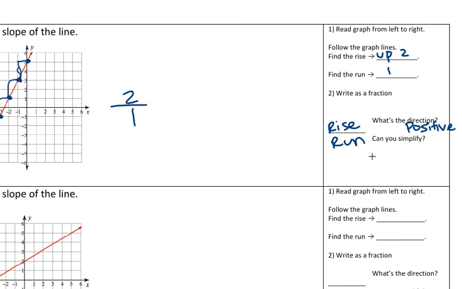And then can I simplify? If I have anything over 1, I just get that top number. So instead of saying 2 over 1, I'm just going to write that as 2. It's positive.